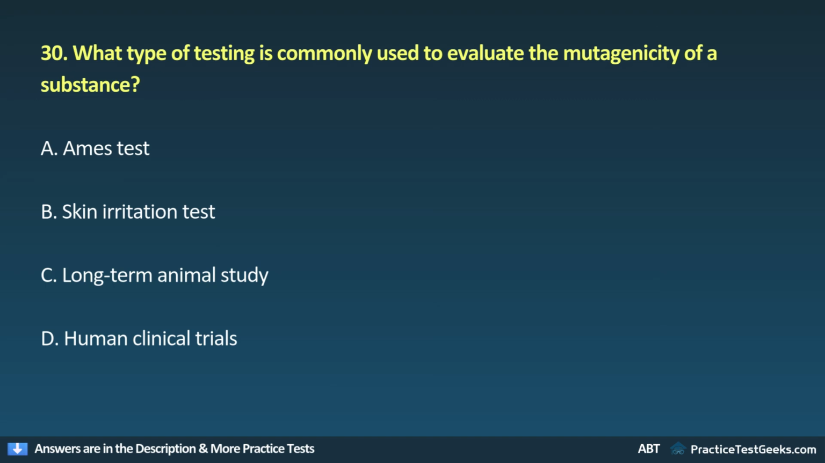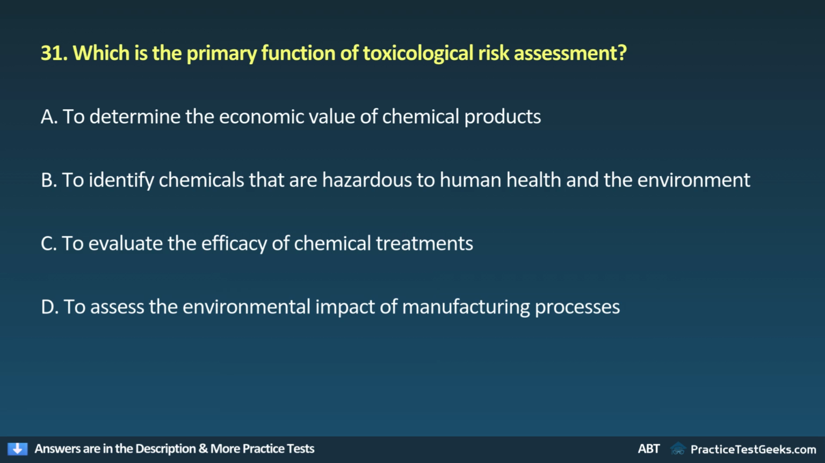30. What type of testing is commonly used to evaluate the mutagenicity of a substance? A. Ames test. B. Skin irritation test. C. Long-term animal study. D. Human clinical trials.